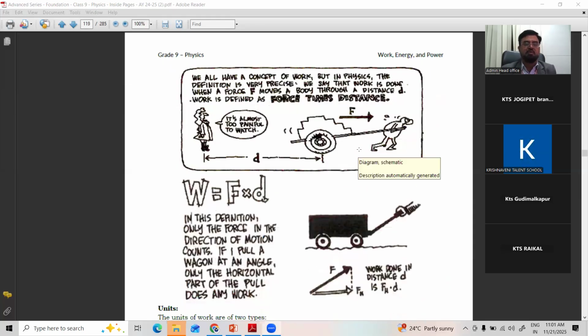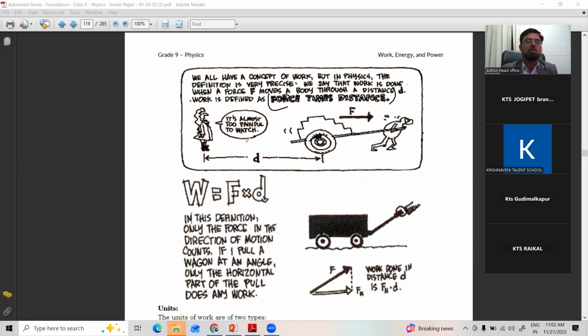So there are some explanations, some colorful examples given to make you attracted. See, we all have a concept of work, but in physics the definition is very precise. We say that work is done when a force F moves a body through a distance d. Right? Work is defined as force times distance, force into distance.